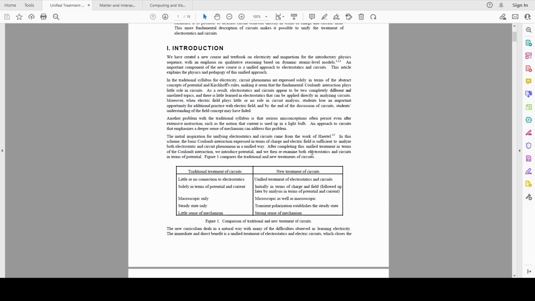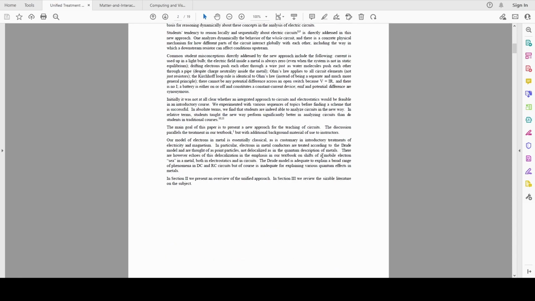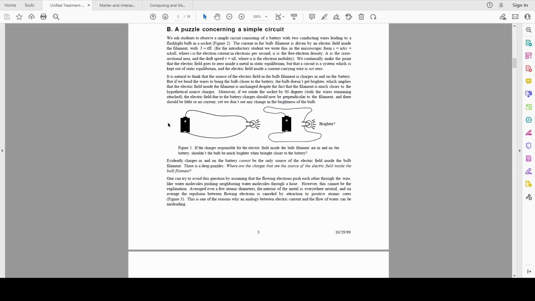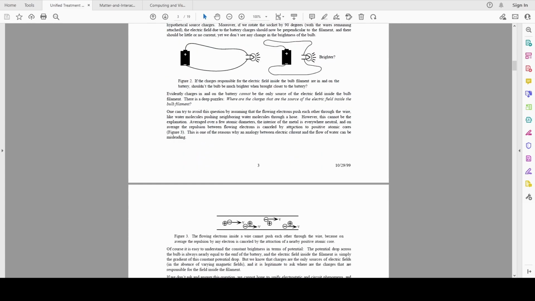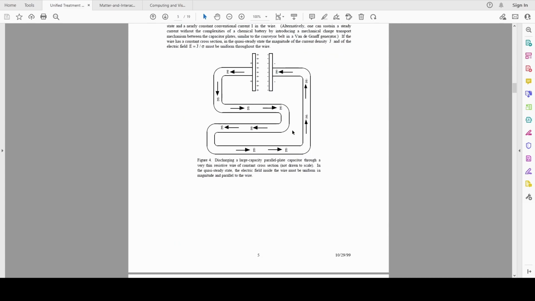And so they propose building up the theory from the basis of electrostatics, which will build this strong intuition. And here you'll see they pose that question I just did: why doesn't this bulb that's closer, why isn't it brighter because it's in a stronger electric field, and so on? And they give really good explanations of that.